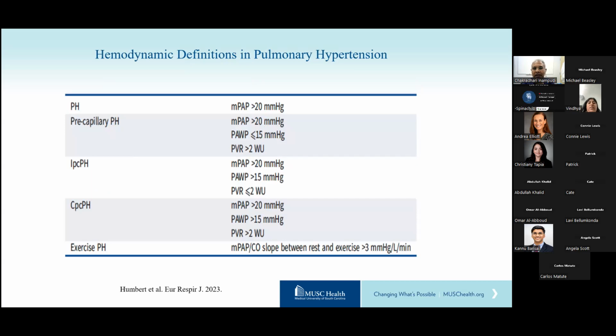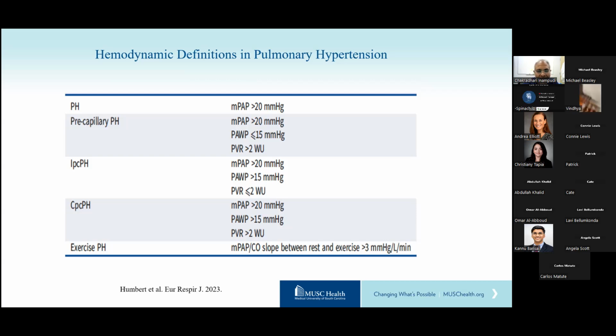Now, moving on to hemodynamic definitions in pulmonary hypertension, for the longest time we used mean PA pressure greater than 25 as a cutoff to diagnose somebody with pulmonary hypertension. The most recent iteration of guidelines, changed in 2020, has indicated that PH now is mean PAP greater than 20. And if you have a mean PAP greater than 20 with greater than 2 Wood units of PVR, and a pulmonary capillary wedge pressure of less than 15, it's precapillary pulmonary hypertension.